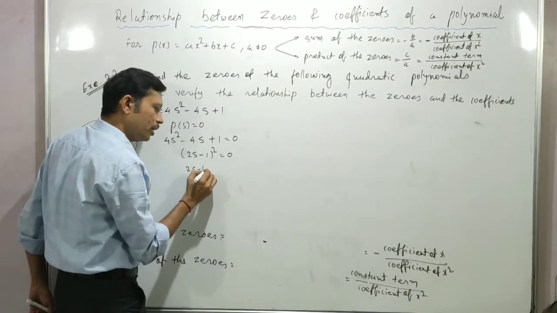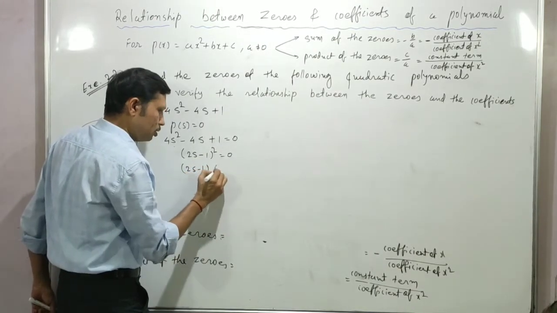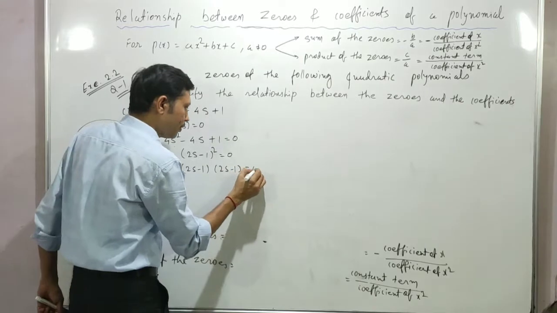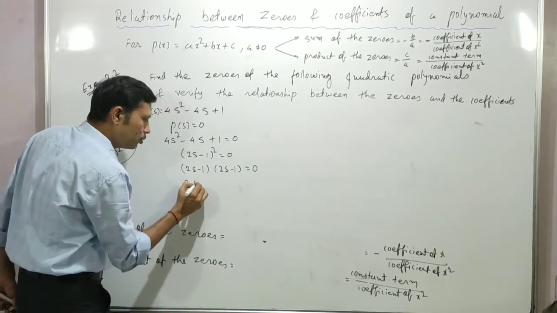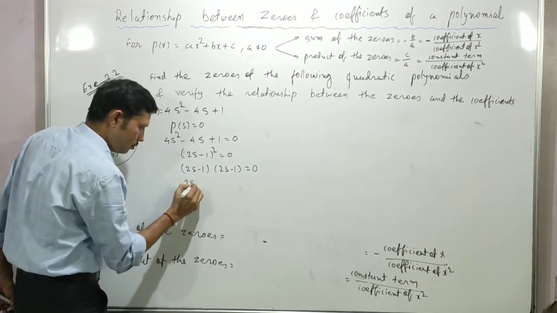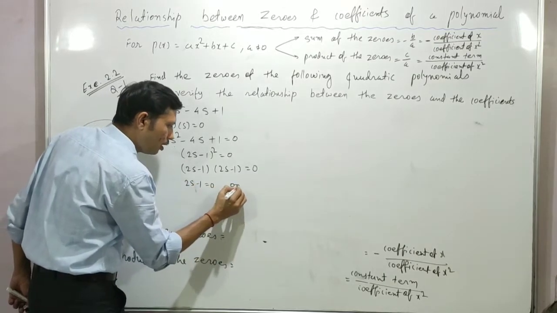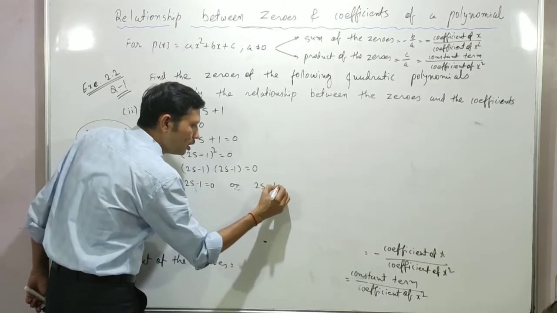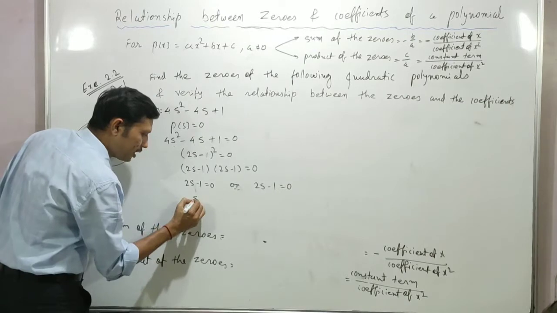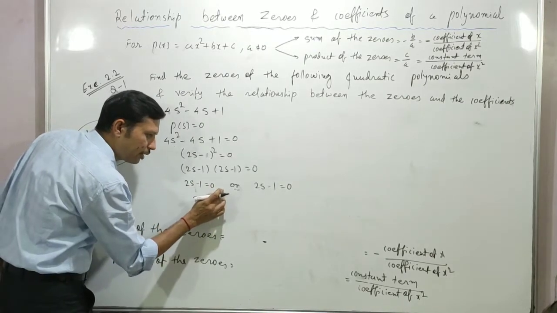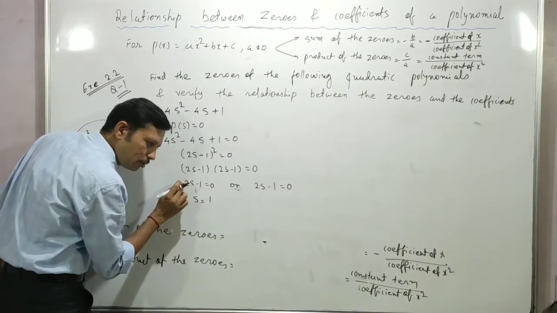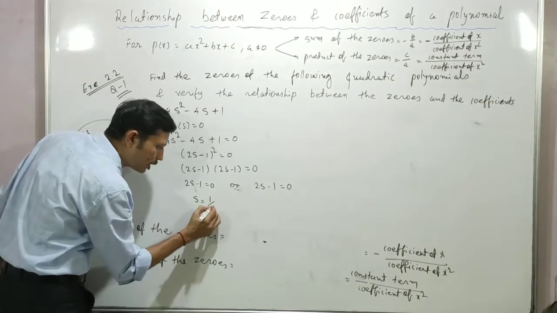So 2s minus 1 and 2s minus 1. That means 2s minus 1 is equal to 0 or 2s minus 1 is equal to 0. That means s is equal to, minus 1 goes to the right side as plus 1, and the multiplication by 2 will go to the denominator.